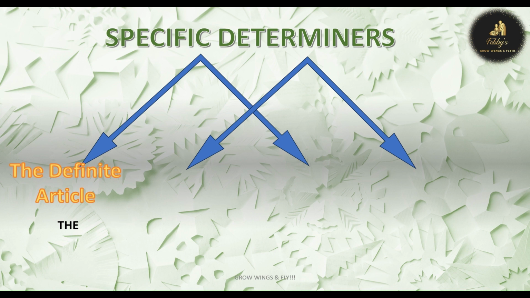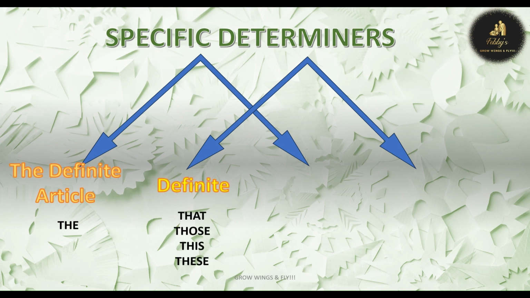There is only one definite article, and that is the. Please note that there are 3 articles in English grammar. We have a separate video explaining them. At Febby's we say, all articles are determiners, but not all determiners are articles.